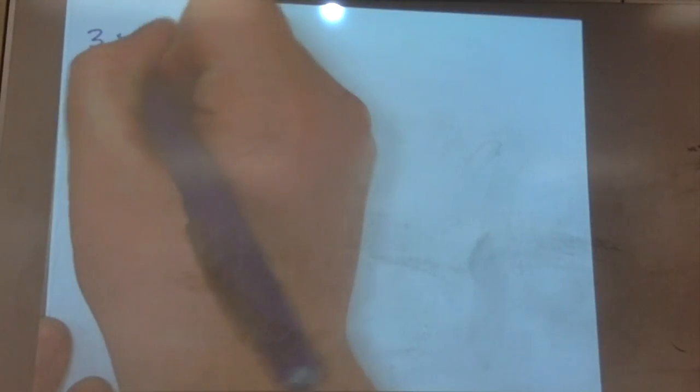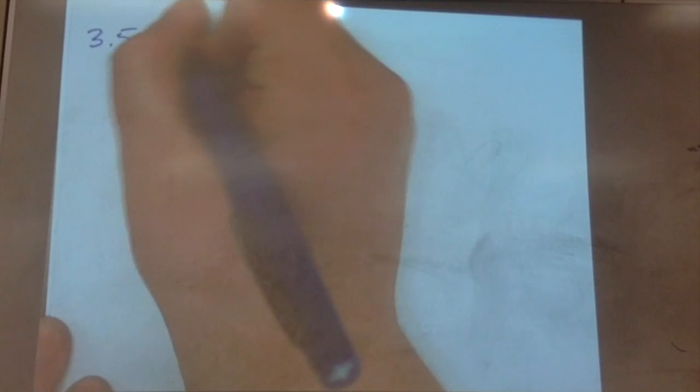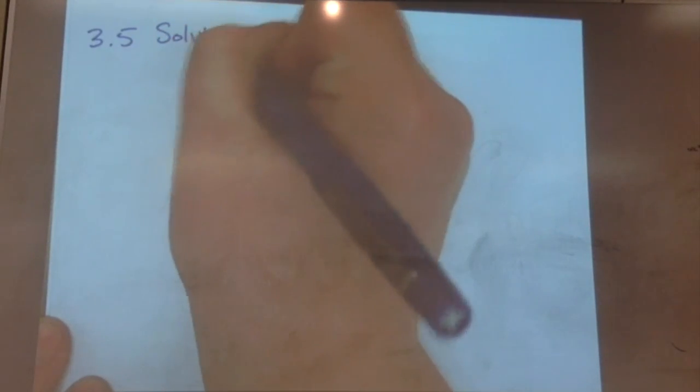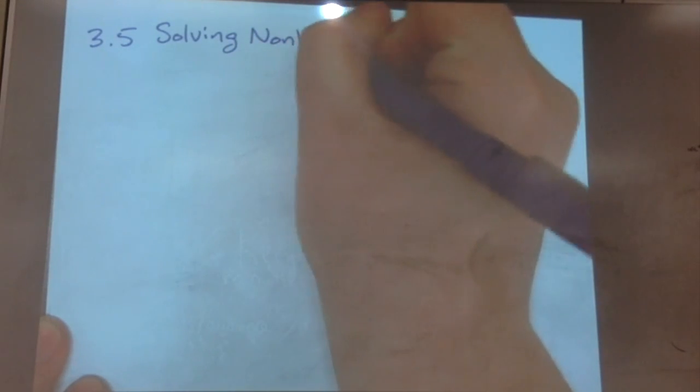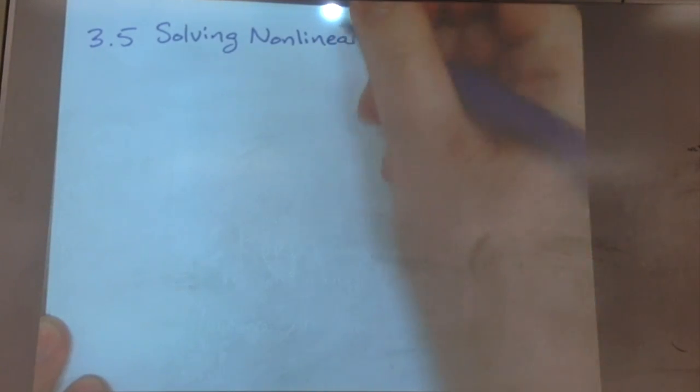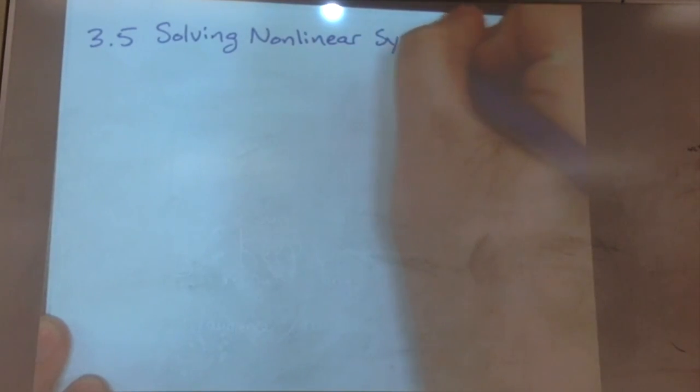Okay, so we are finally actually starting a new section that is directly from our book. We spent some time jumping around and learning some techniques not directly from the book, and we are jumping back in. So we are in section 3.5, solving nonlinear systems.